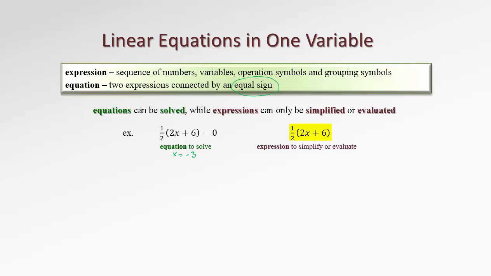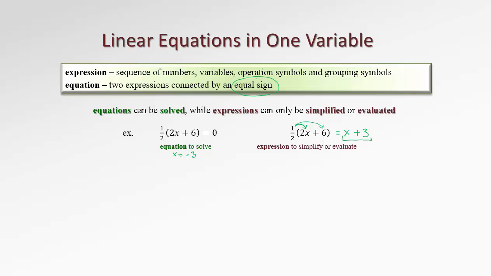What if we consider just the left-hand side, if we don't write equals 0 here? Well, this will be just an expression, and such an expression can't be solved for anything. It can only be simplified or evaluated if we know the value of x. For example, in this case, we could simplify it by multiplying 1/2 through the bracket using the distributive property. So 1/2 times 2x would be just x, and 1/2 times 6 is 3. Okay, so we know that this expression is equivalent to x plus 3.